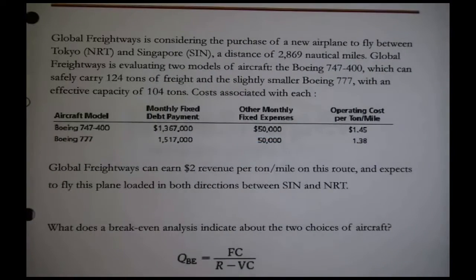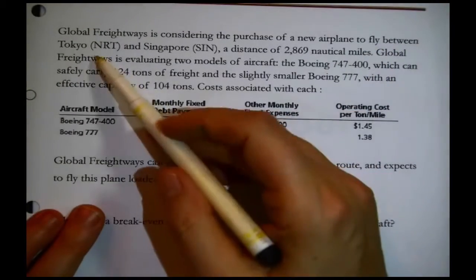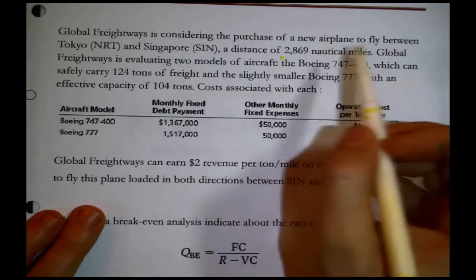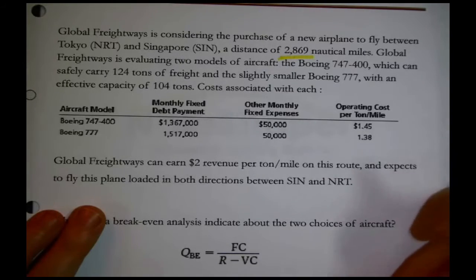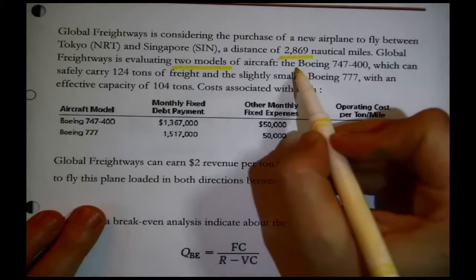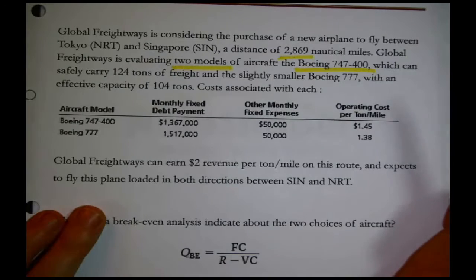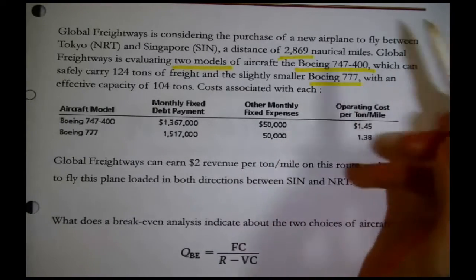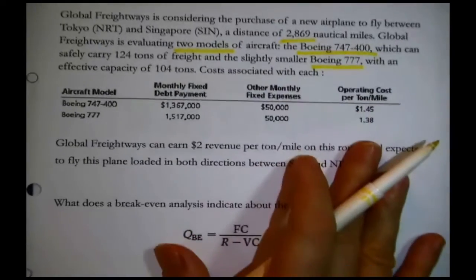Let's look. Global Freightways is considering the purchase of a new airplane to fly between Tokyo Narita and Singapore Changi Airport at a distance of 2,869 nautical miles. Global Freightways is evaluating two models. So there's two options here. A Boeing 747-400, which can safely carry 124 tons of freight, or a slightly smaller Boeing 777 with an effective capacity of 104 tons. Costs associated with each.